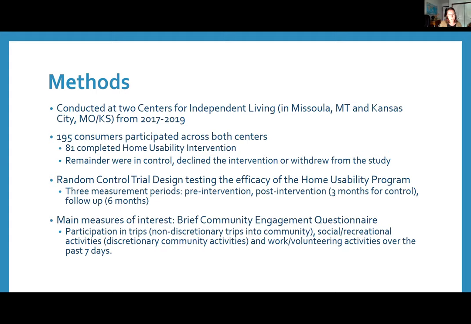Obviously, this project was pre-COVID, and this measure definitely is a little more challenging post-COVID because of people going out into the community. And so I think we've really had to shift and start thinking about what community participation means now to folks, as the community has become less of a safe space for many people.